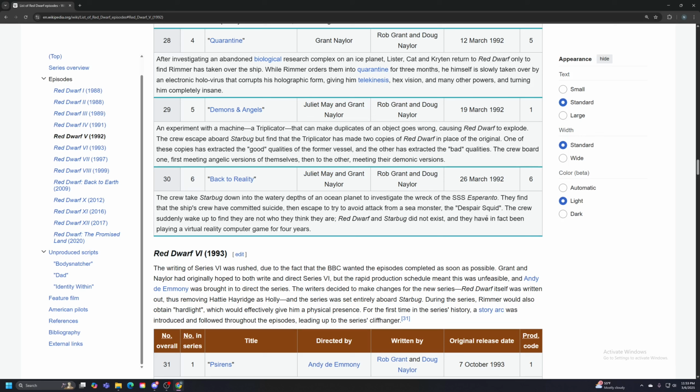They find that the ship's crew have committed suicide, then try to escape to avoid attack from a sea monster, the Despair Squid. The crew suddenly wake up to find that they are not who they think they are. Red Dwarf and Starbug did not exist, and they have in fact been playing a virtual reality computer game for 4 years. Okay.